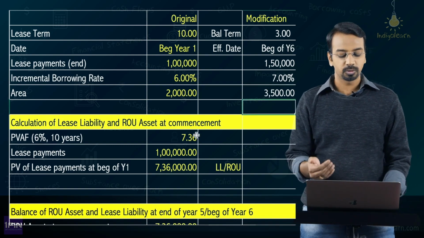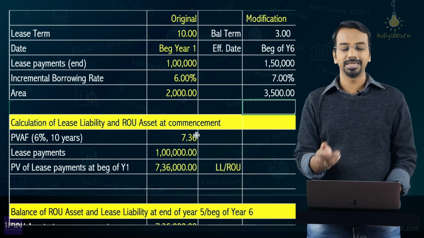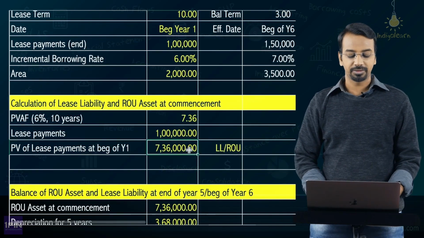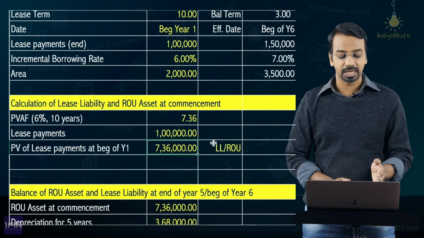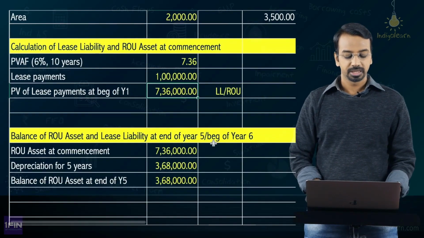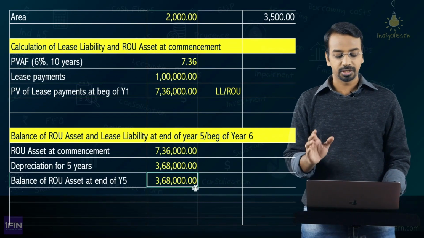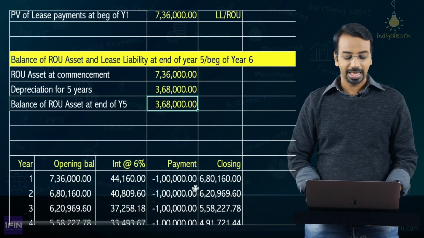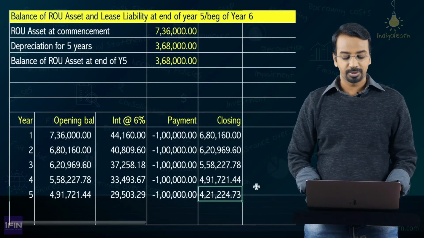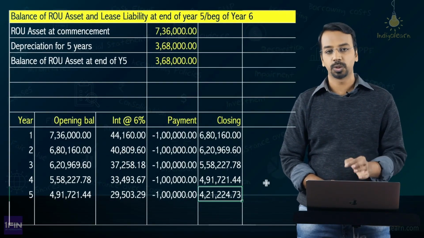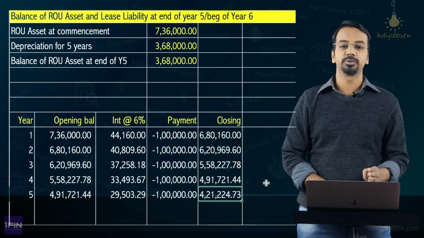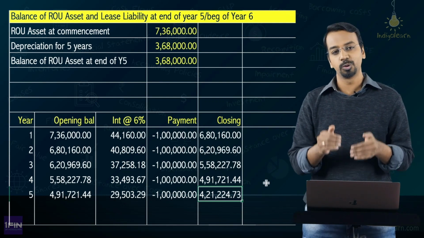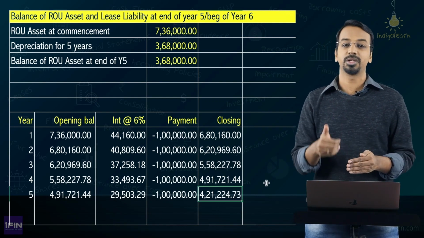Now, as far as the calculation of ROU asset and lease liability at the commencement of lease is concerned, it is same as the previous problem. So, you get 7,36,000 of right of use asset and lease liability. Then, right of use asset balance at the end of year 5 is 3,68,000, what we have computed in the previous problem, the same amount, and also the lease liability closing balance is 4,21,224, the same thing what we have computed in the previous problem. Okay. Now, till here the solution remains the same. After here is where the solution changes.